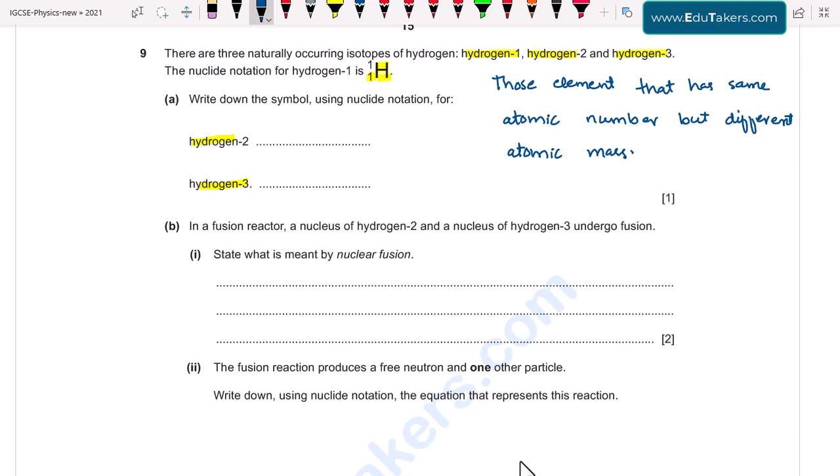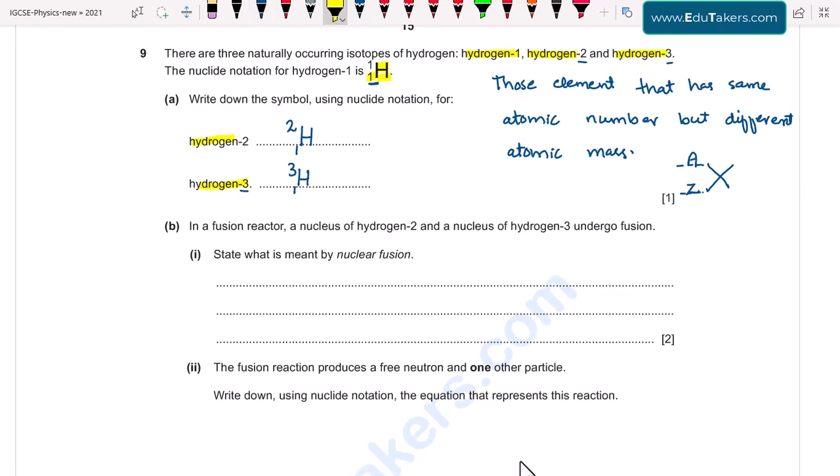When we write the symbol of any element, let's suppose it is represented by X, at this location we write the atomic number, represented by Z, while at this location we write the mass number, represented by A. So here we have to write out the symbols for hydrogen 2 and hydrogen 3. Hydrogen 2 is represented by H, and all of these are isotopes of hydrogen, so their atomic number must be equal to 1. I write here 1. And their atomic mass will be different, and it is given as hydrogen 2 and 3. So I write here 2. And for the symbol of hydrogen 3, I write again 1 because the atomic number remains the same, but the mass number here is 3 because it is for hydrogen 3.